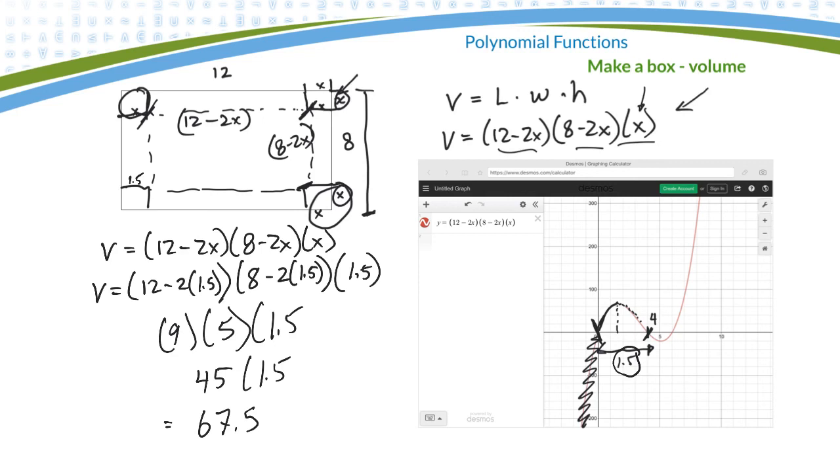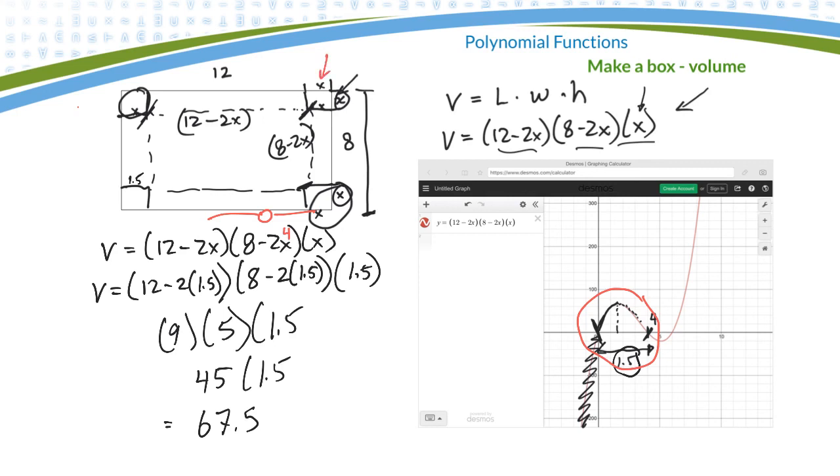But notice when you put a 4 in, specifically right there, 2 times 4 is 8, and then 8 take away 8 is 0, and 0 times anything is going to be 0. Basically, you won't have any box at all when you get to 4. Anyway, that's an example of a polynomial function that gives us a graph, or gives us an idea of what happens to the volume of a box based on some kind of variable.